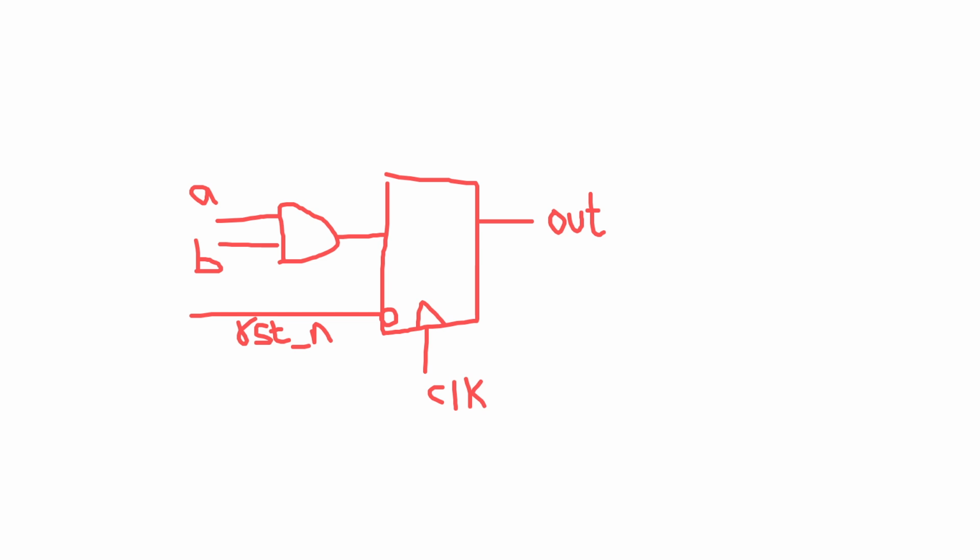This is a very simple circuit that we want to simulate. It's basically a two input AND gate, and the output of this AND gate is registered in the flip-flop, and the flip-flop is active low reset. So this is the circuit that we want to simulate.